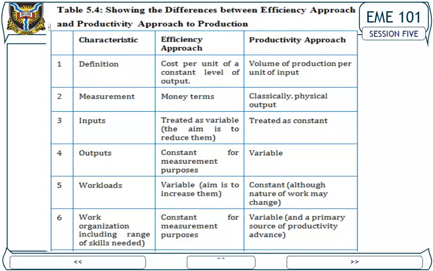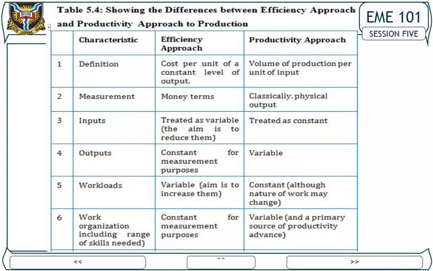Showing the differences between efficiency approach and productivity approach to production. Characteristics. Definition: cost per unit of a constant level of output, volume of production per unit. Measurement: money items, classically physical outputs. Inputs: treated as variable, the aim is to reduce them, treated as constant. Outputs: constant for measurement purposes.